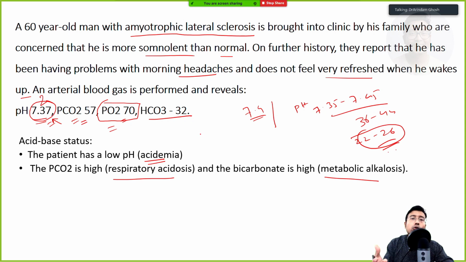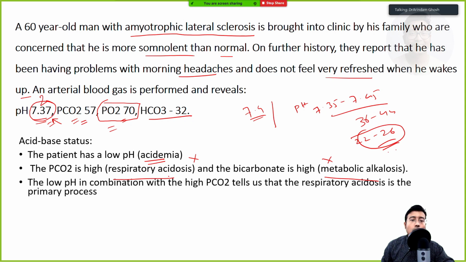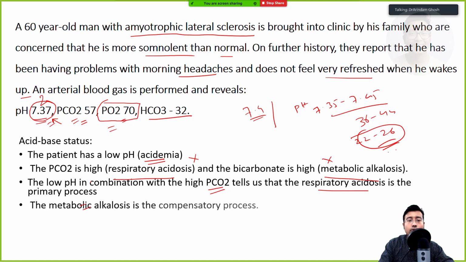So who is corroborating to the low pH? Definitely not bicarbonate. Okay, so it has to be done by PCO2 only. So the low pH in combination with high PCO2 tells us this is a case of respiratory acidosis. Okay, that is the primary disorder. And what is bicarbonate doing? The bicarbonate is actually compensating the disorder.